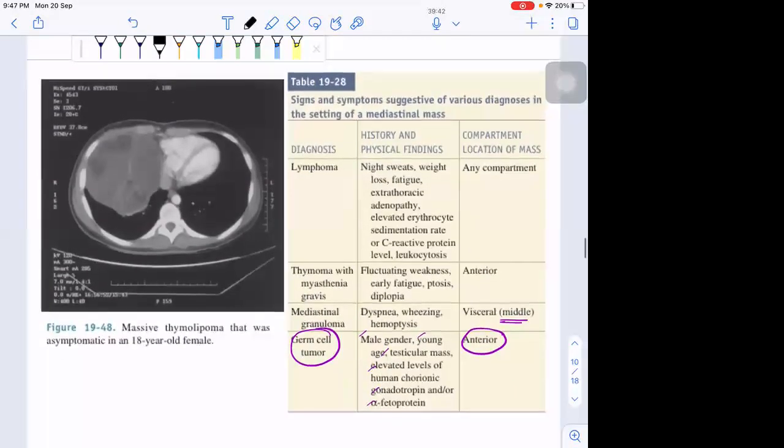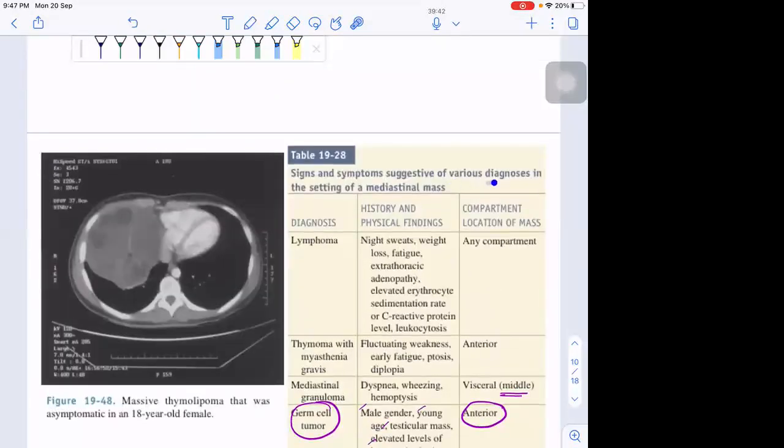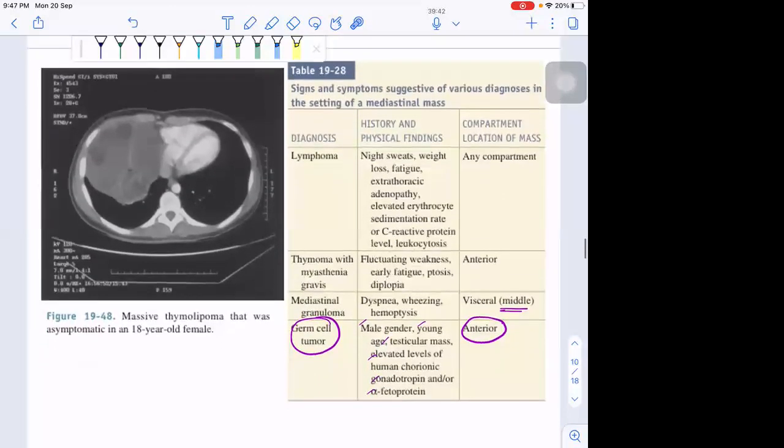So here are the signs and symptoms suggestive of various diagnoses in the setting of a mediastinal mass. Here, the germ cell tumor you already know. Lymphoma can be in any compartment, thymoma is most common in the anterior, and the mediastinal granuloma is in the middle. This germ cell tumor is mostly present in the anterior compartment.